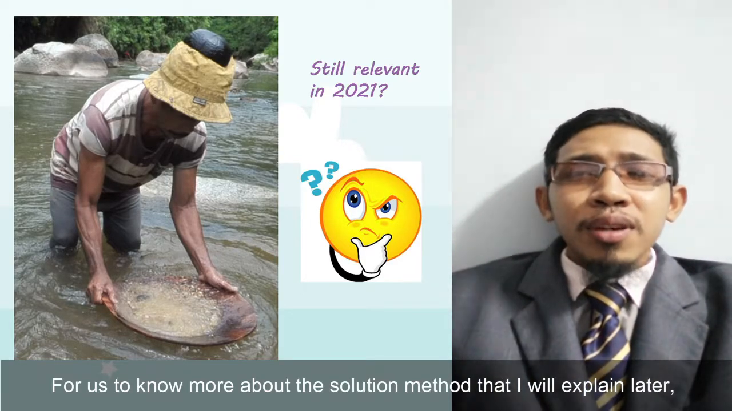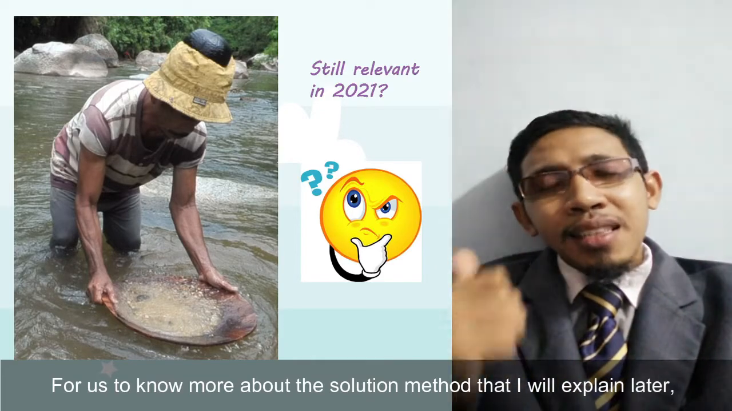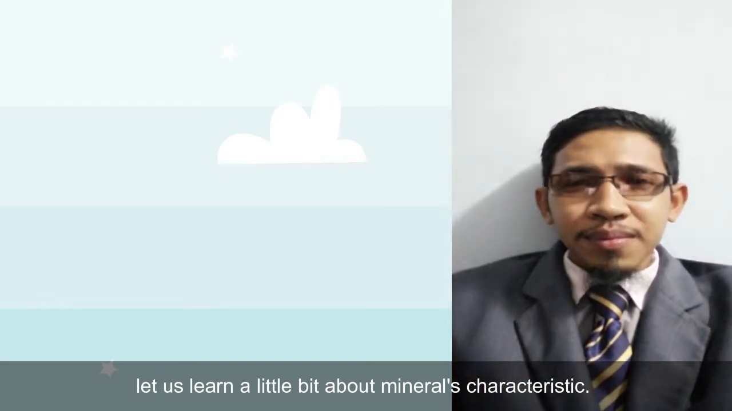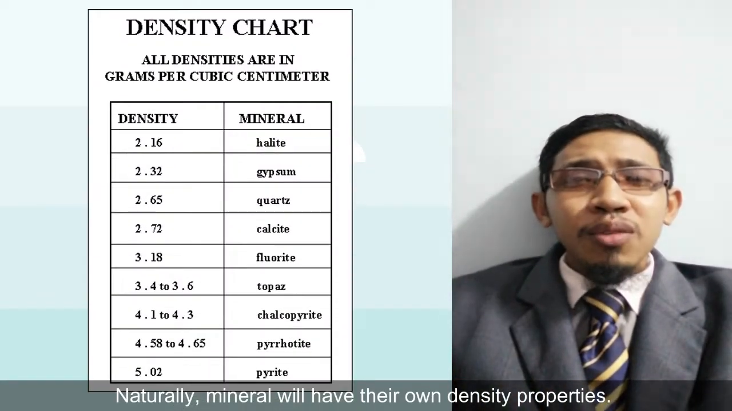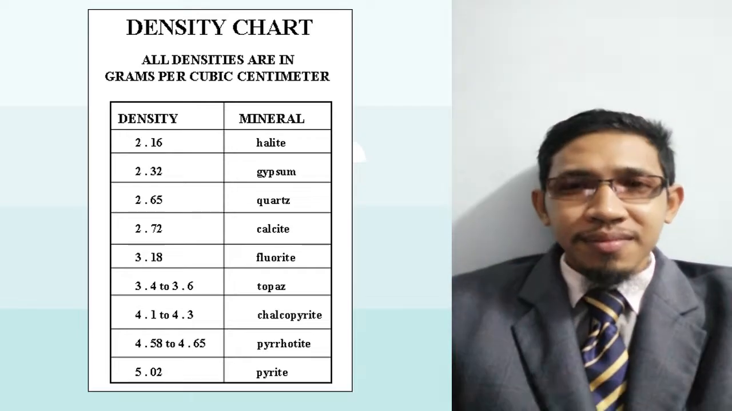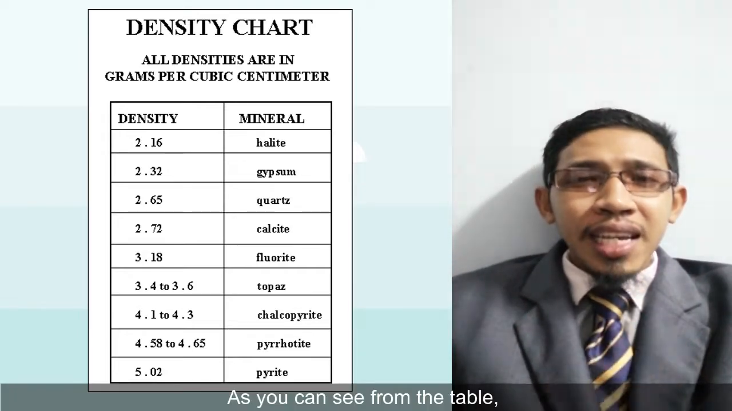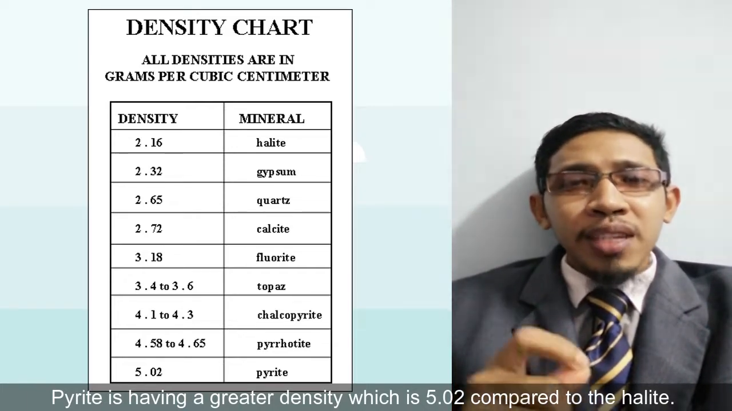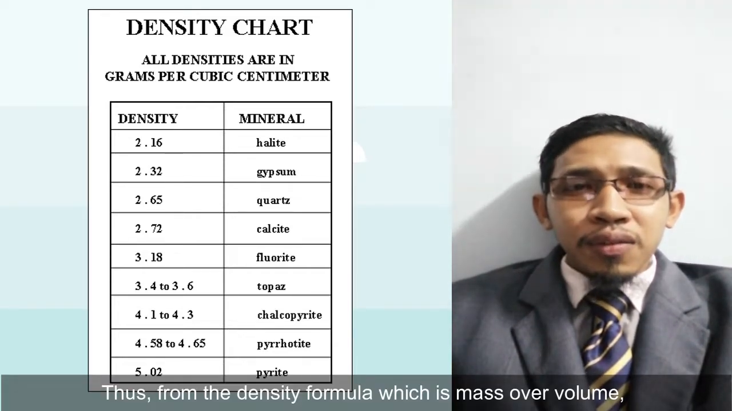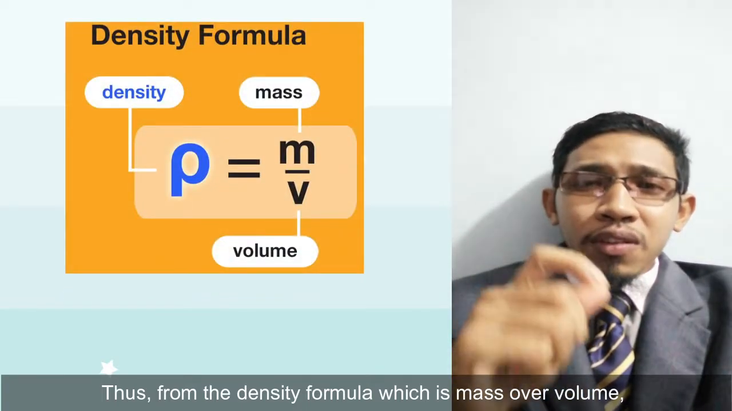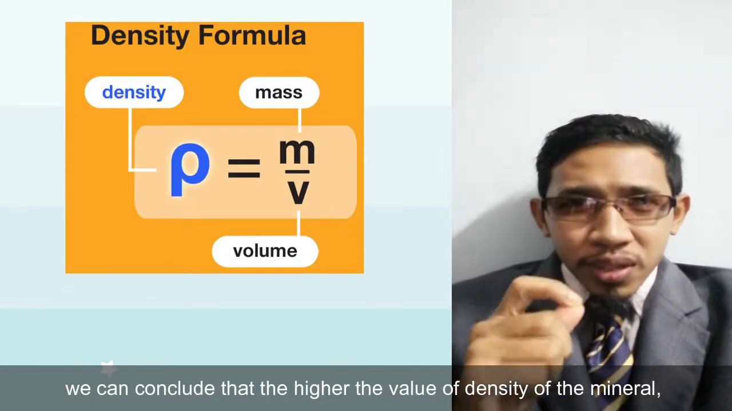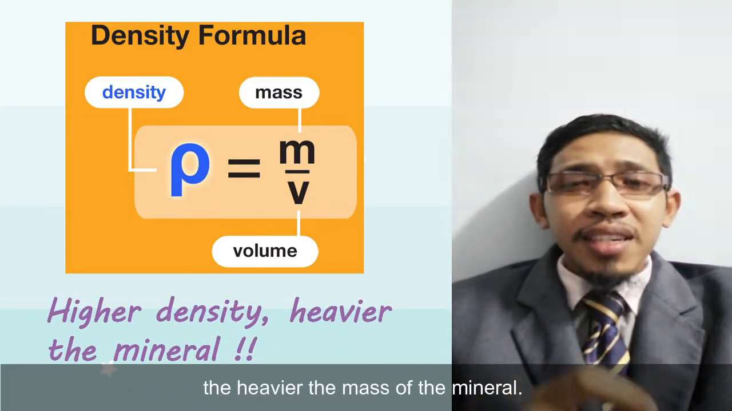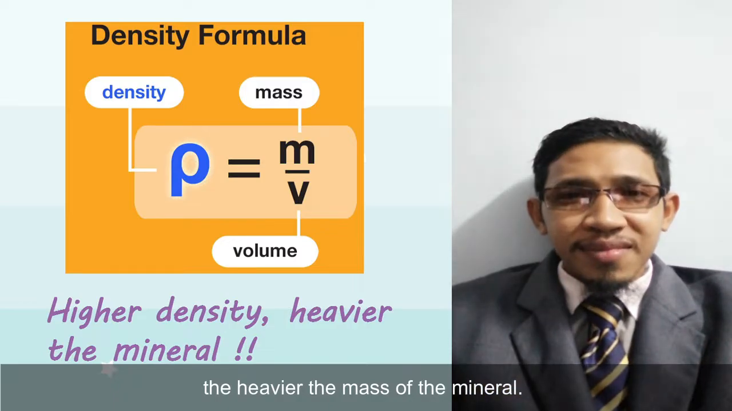For us to know more about the solution method that I will explain later, let us learn a little bit about mineral characteristics. Naturally, minerals will have their own density properties. As you can see from the table, pyrite is having a greater density, which is 5.02, compared to the halite. Thus, from the density formula, which is mass over volume, we can conclude that the higher the value of the density of the minerals, the heavier the mass of the mineral. Simple, right?